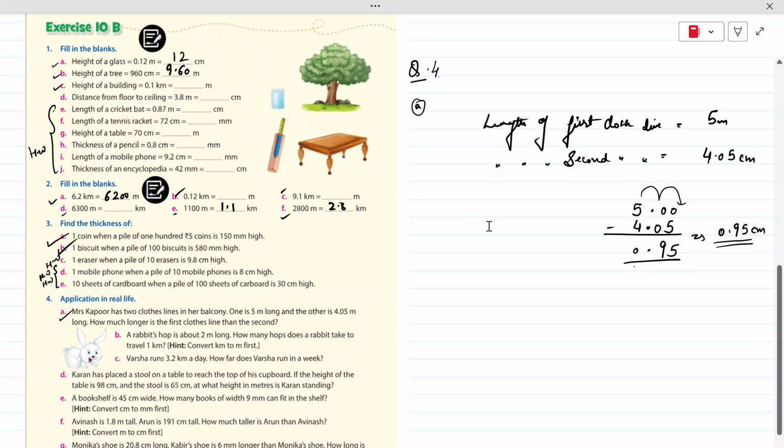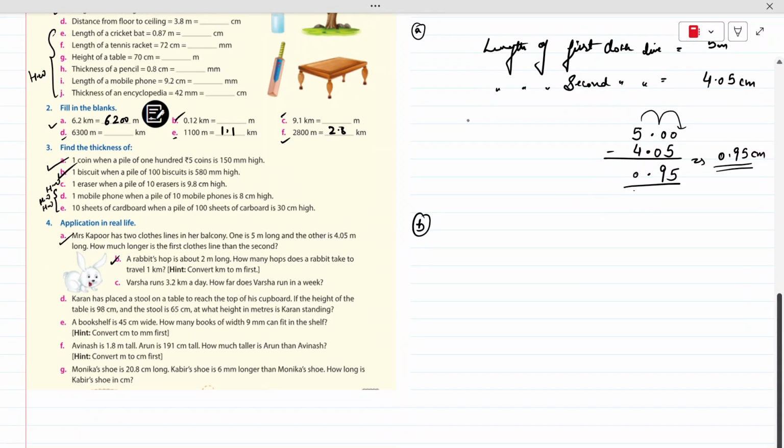Next, a rabbit's hop is about 2 meters long. How many hops does a rabbit take to travel 1 kilometer? Okay, good question. So here there is a rabbit which, when it hops once, takes a leap of 2 meters. That means it covers a distance of 2 meters. And how many hops does the rabbit take to travel 1 kilometer? So kids, first of all, we are given the distance in kilometers.